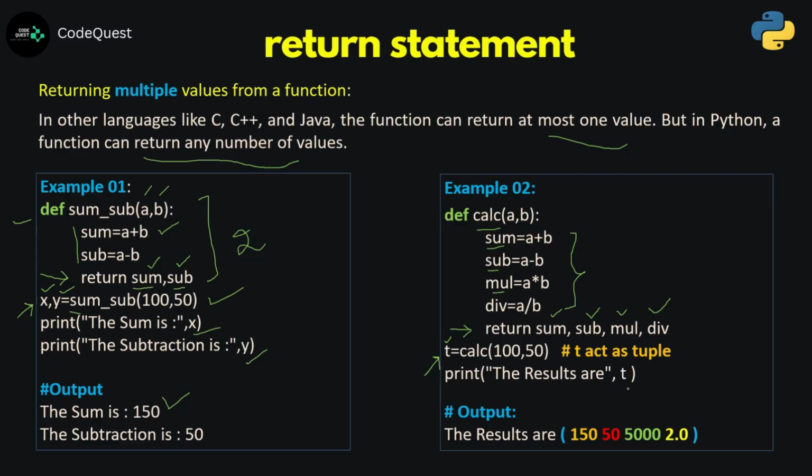So when I print the value of t later, you can see this pair of parentheses, which is nothing but the tuple symbol. All the results are there: this is your sum, this is your sub, this is your multiplication result and this is your division result. So you have two options. Either you keep writing that many variables as returned by the function, or you can take only a single variable which is going to act as a tuple. And later on, if you want to use a for loop, you can traverse through the sequence, that is the tuple, and print the elements as per your requirement.